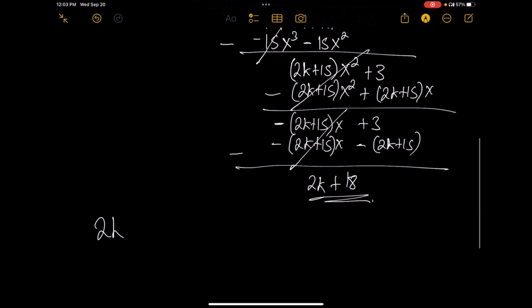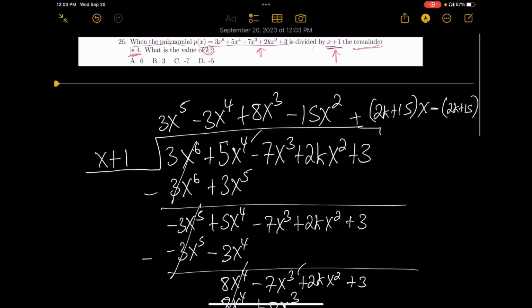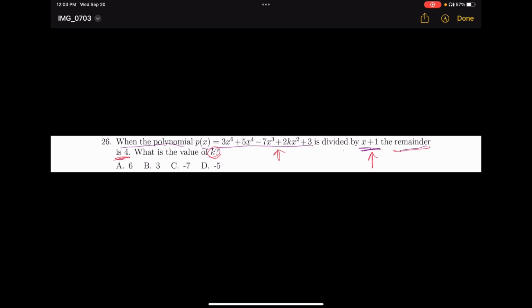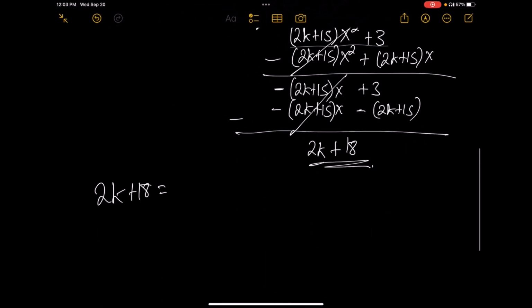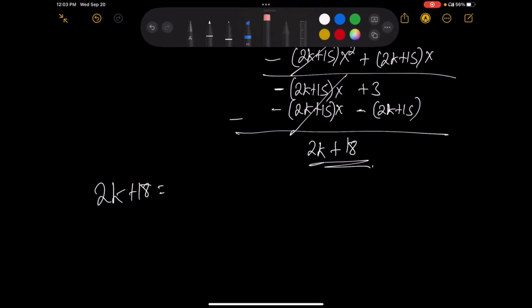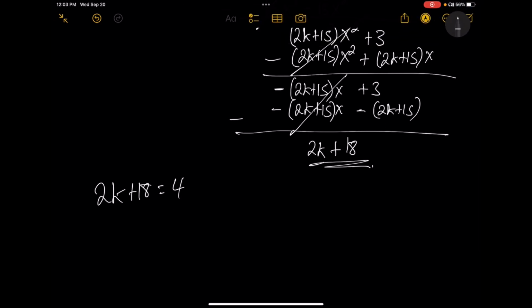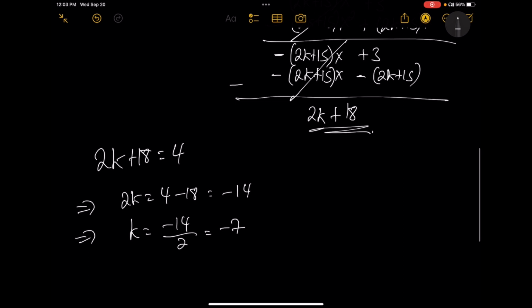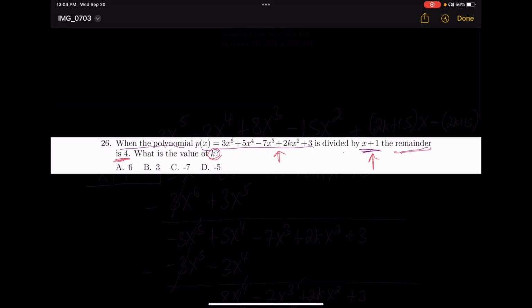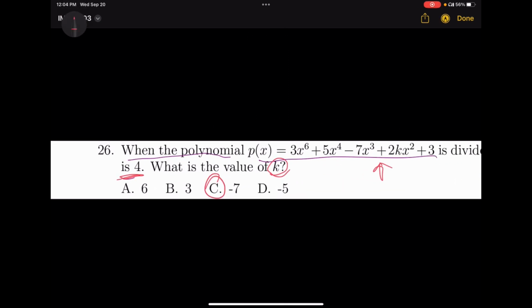Now we are told that the remainder 2k plus 18, when divided by x plus 1, the remainder is 4. Right? So the remainder is 4. Therefore 2k plus 18 equals 4, which implies that 2k equals 4 minus 18, which would be negative 14, which implies that k equals negative 14 over 2, which would be negative 7. Yeah, k is negative 7. Therefore the answer is C. What is the value of k? That was what we were asked.